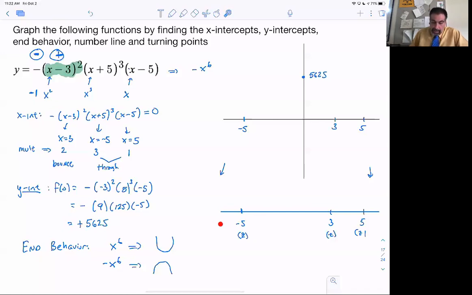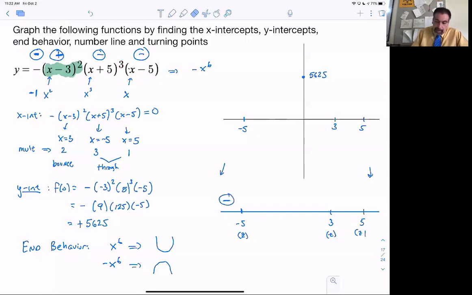Plugging in a value like negative 10 here is going to be negative cubed, so that will be a negative for this one. And negative 10 put into here is going to be another negative value. So we're going to have 1, 2, 3 negative factors. That's going to make this region negative.